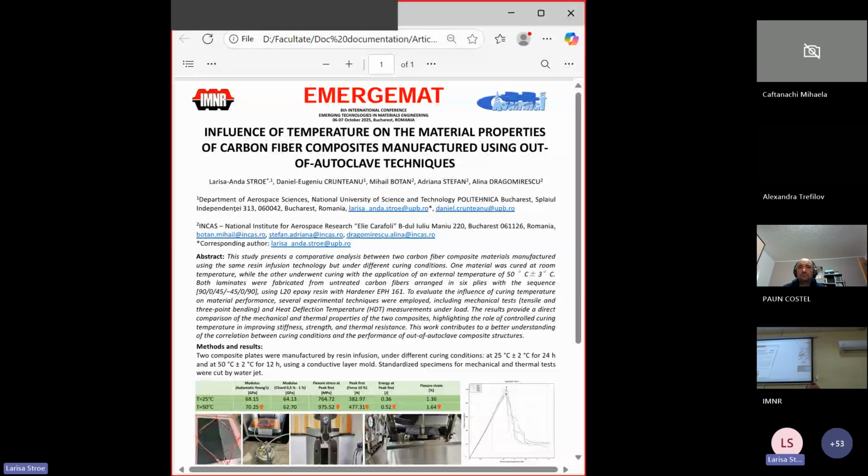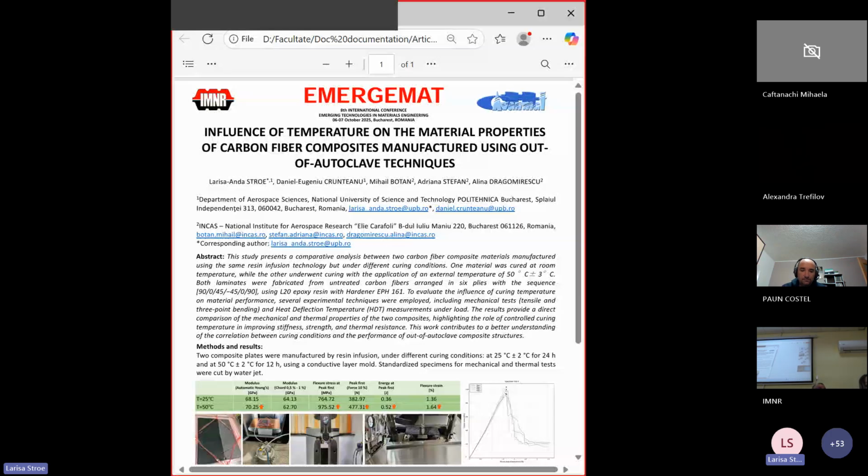Good afternoon, my name is Larisa Stroe. I'm a PhD student, and today in the following minutes I will present the poster, our work, on the influence of temperature on the material properties of carbon fiber composite manufactured using out-of-autoclave techniques. This study was carried out in collaboration with the National Institute for Aerospace Research.